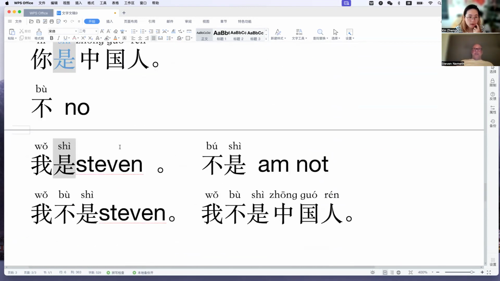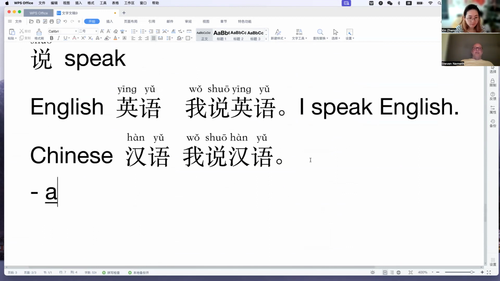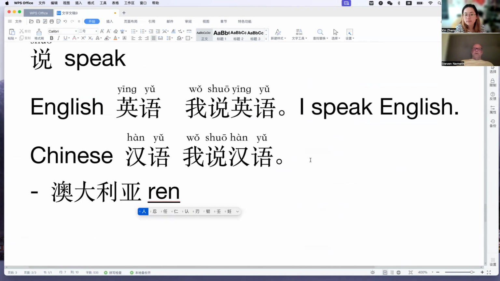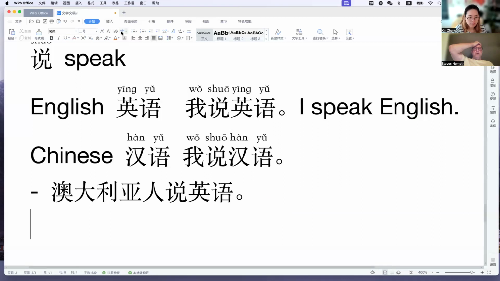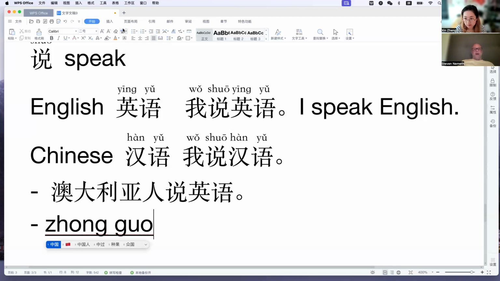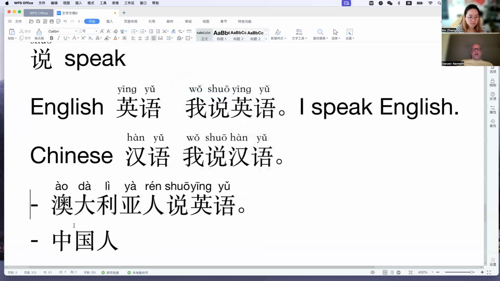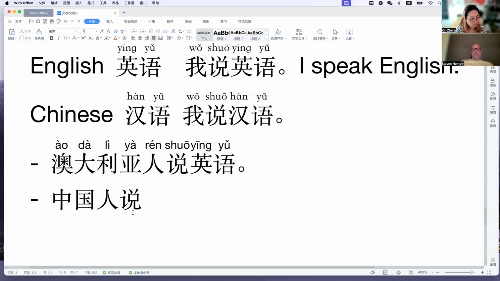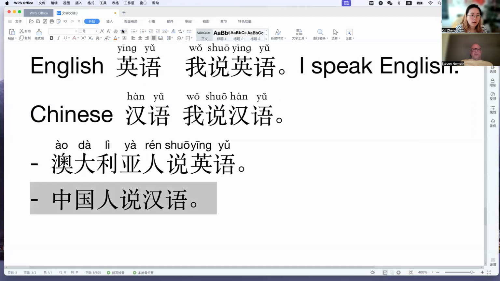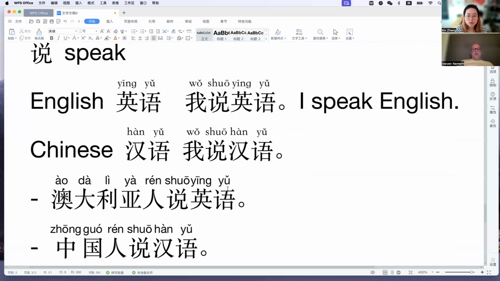So not I, we're just saying Australian. Australia. 澳大利亚人. 说英语, perfect. And Chinese people speak Chinese. 中国人. Say that again. 中国人. Yes, 说汉语. Perfect, 中国人说汉语。 How to say you speak Chinese English?